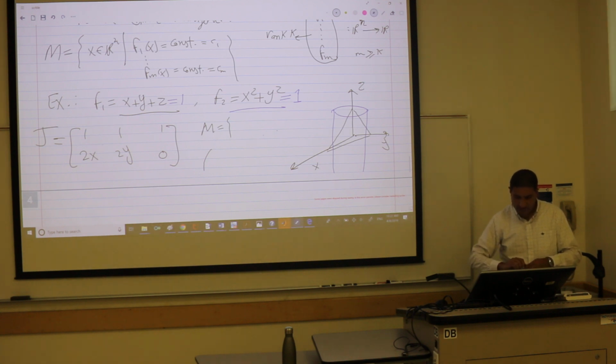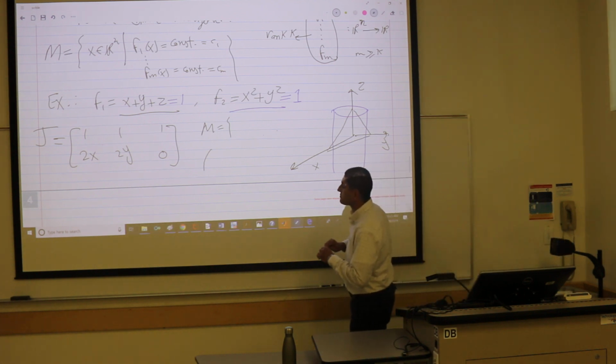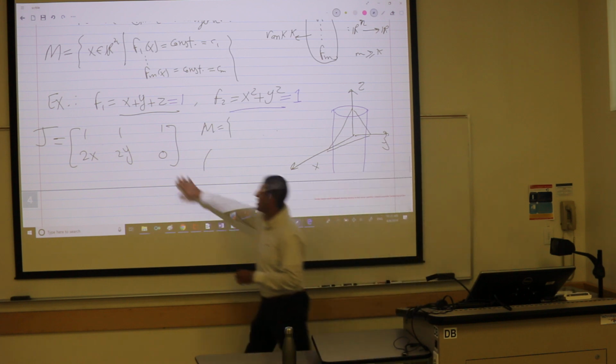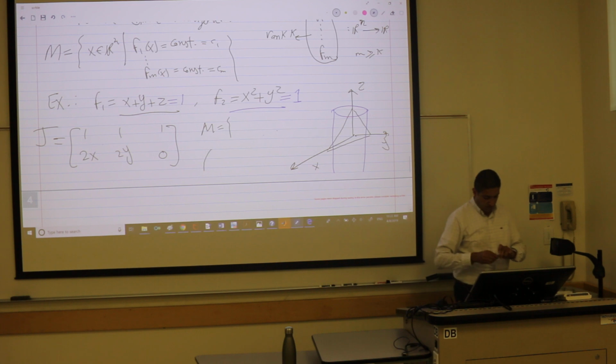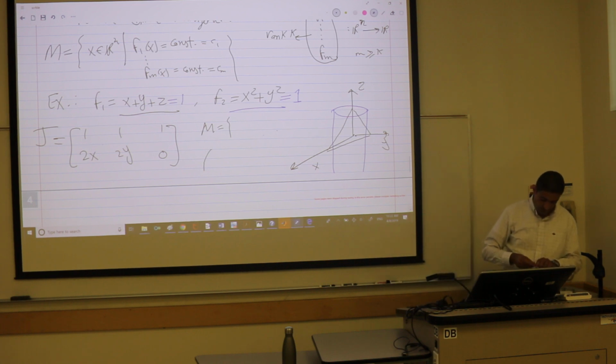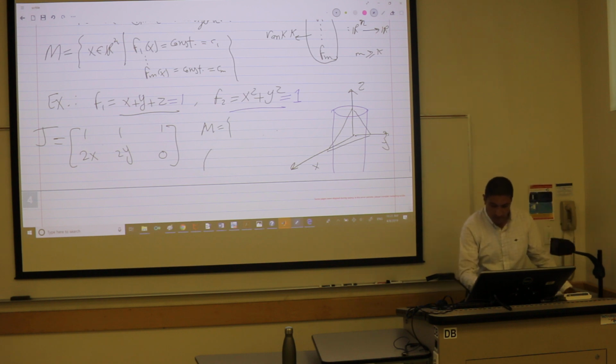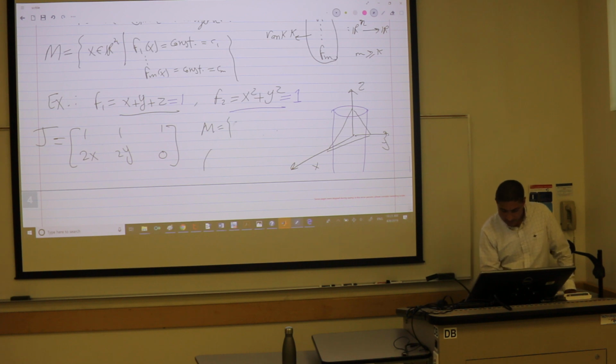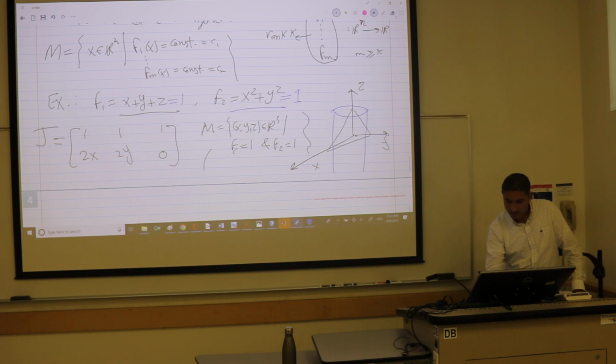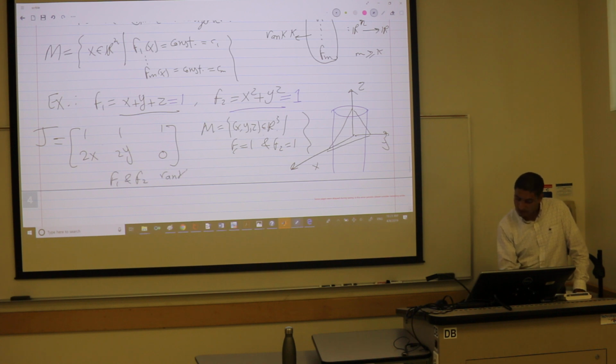The set where every x, y, and z belongs to R3 and satisfies these two equations, we will have this as rank 2 always, right? So every x, y, and z in R3 is such that F1 is 1 and F2 is also 1. Over this set, we have F1 and F2 rank 2, right, on M.